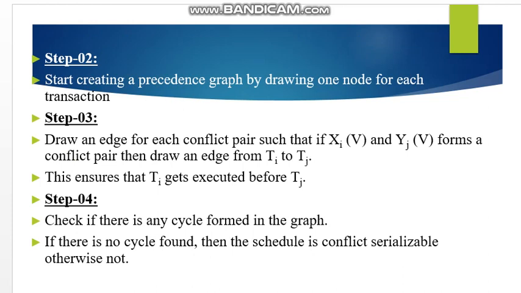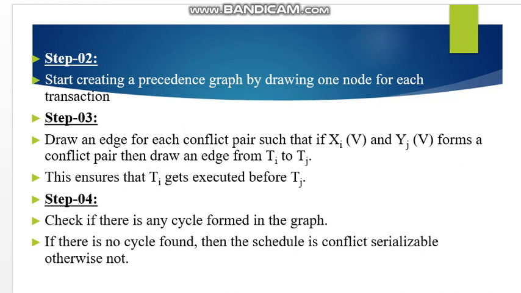Number 2: start creating a precedence graph by drawing one node for each transaction. If you have two transactions T1 and T2, we need to start making the precedence graph by just drawing one node for each transaction.